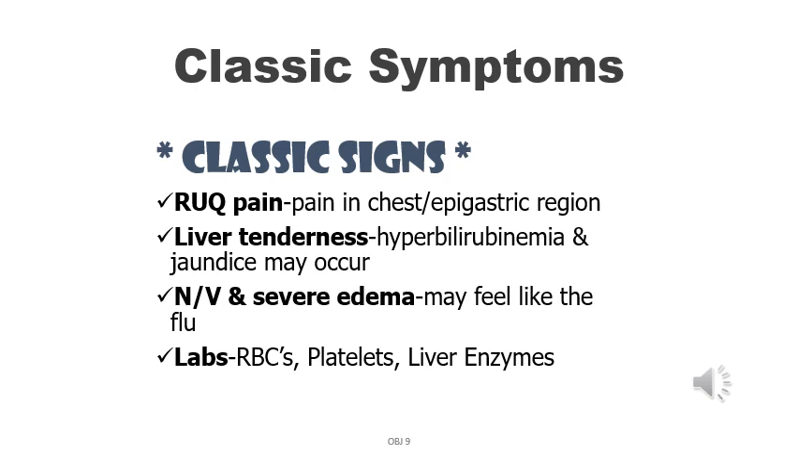Symptoms of the HELLP syndrome: there are a series of symptoms that make up a syndrome. It's often misdiagnosed. And remember, treatment is delivery. So if this happens in the antenatal period, you want to get this woman delivered as soon as possible. So you will have right upper quadrant pain, pain in the chest or epigastric region due to liver tenderness, hyperbilirubinemia, and jaundice may occur, nausea and vomiting and severe edema.